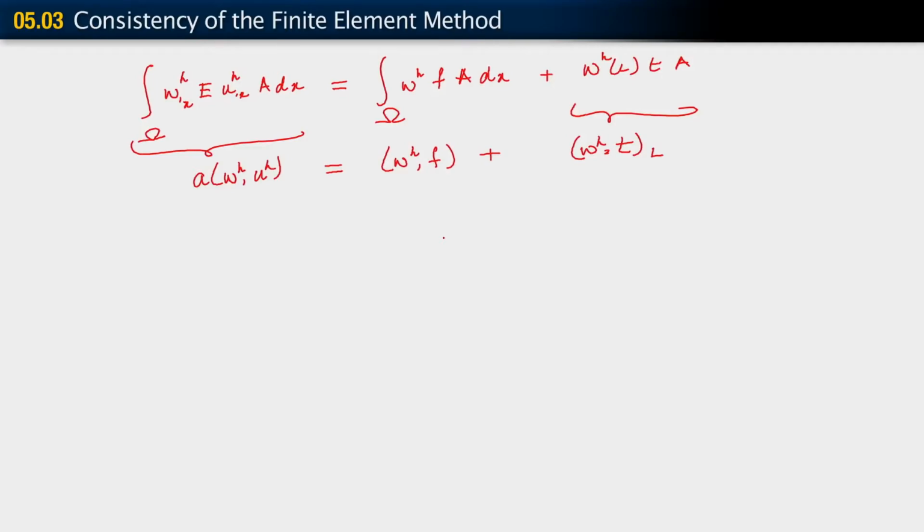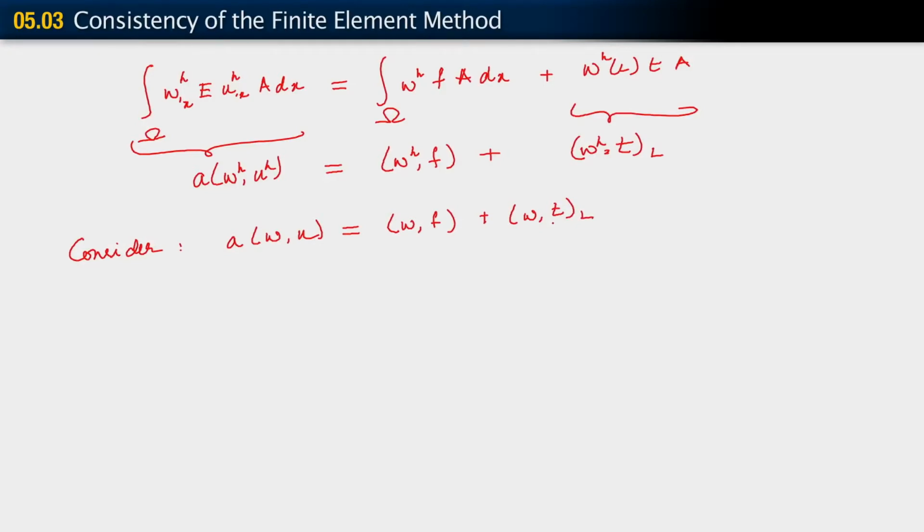Now, let's do the following. Let's look at the abstract weak form in the infinite dimensional case. Consider A of w comma u equals w comma f plus w comma t at L. So this is the abstract form of the infinite dimensional weak form.